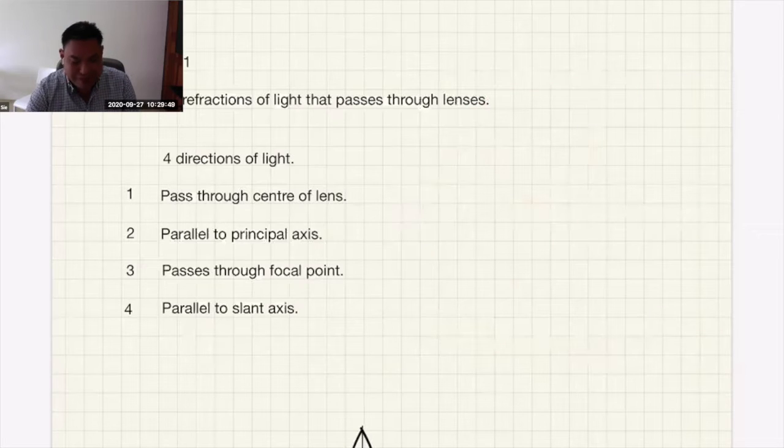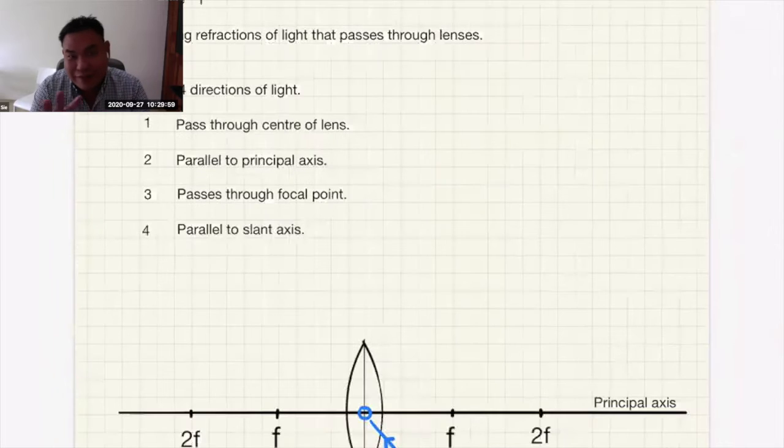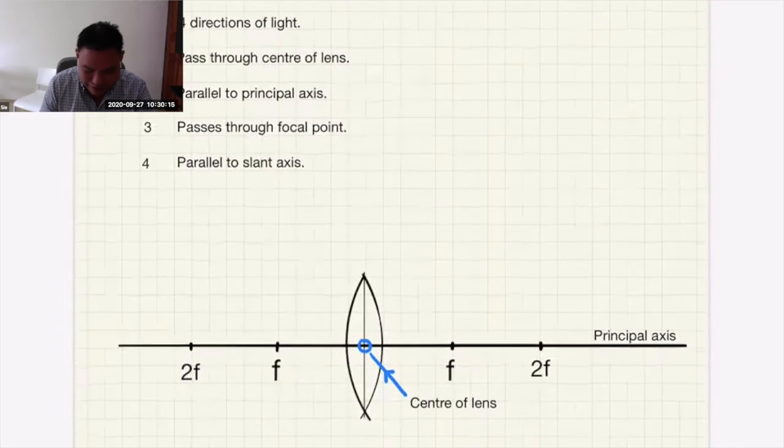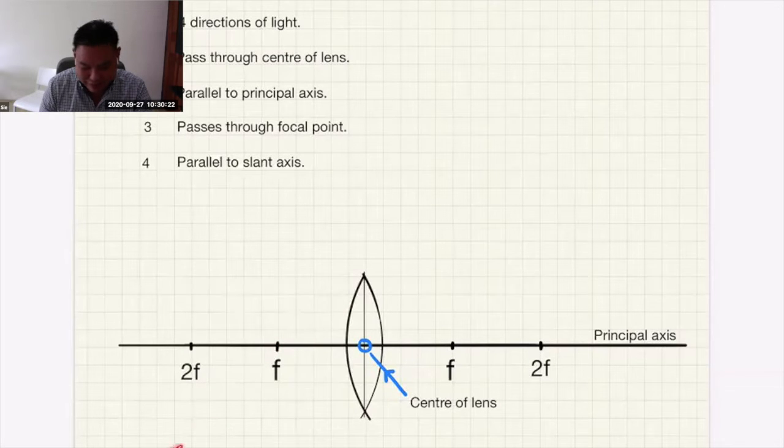Now we learn how to draw a reflection of light, bending of light that pass through lenses. There are four directions of light that can approach the lens. The first one is pass through center of lens. Second one is parallel to principal axis. The third one is pass through focal point, and the fourth one is parallel to slant axis.